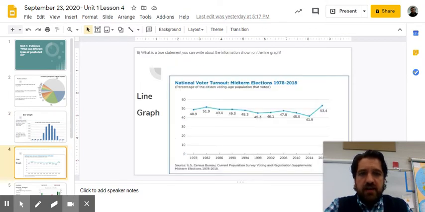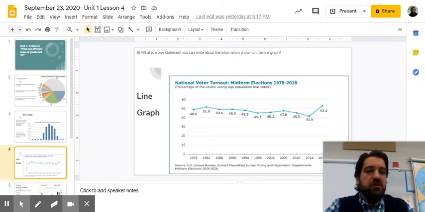And I mentioned a line graph. So this actually looks at what we call midterm elections. So presidents are elected. So say, for instance, there was a presidential election in 2000, 2004, 2008, 2012, 2016, and then of course in 2020, which is this year.